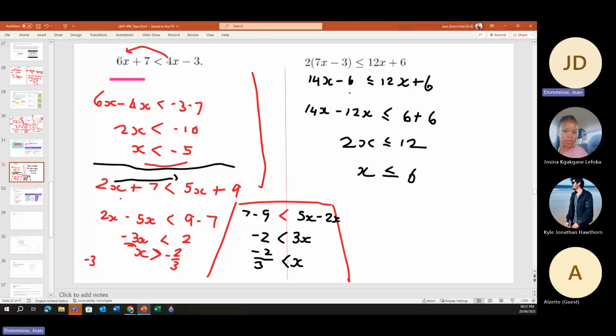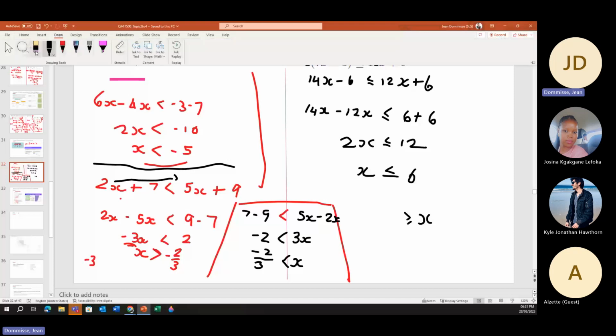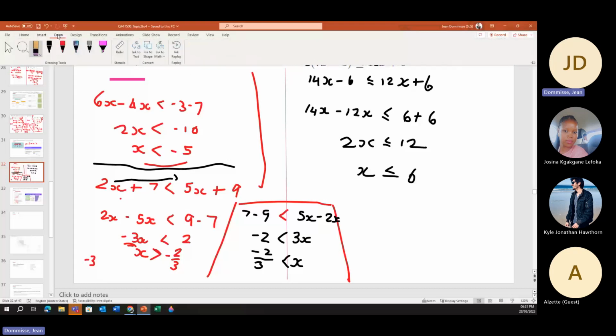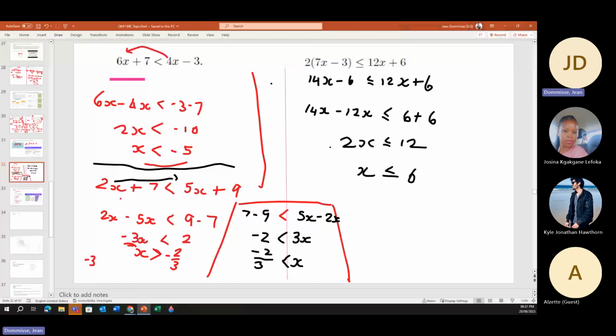So again, if you've done it the other way around, you probably would have changed some sign. So let me not do that. You can test it out by changing it a bit and then see what your answer is, but it should be the same. Okay, so that is a set of inequalities with one variable.